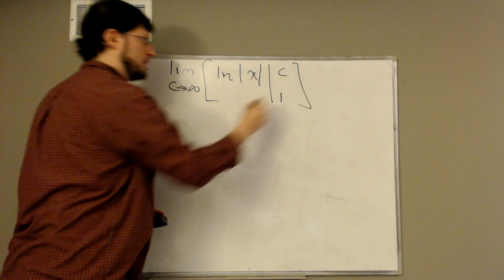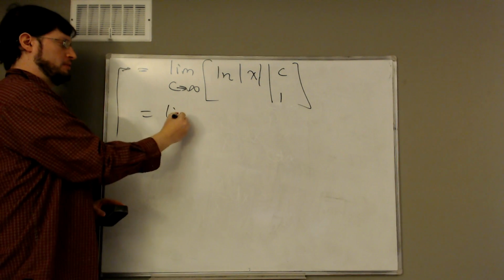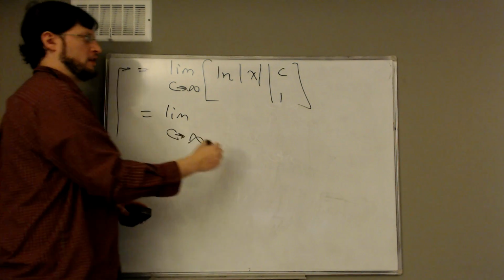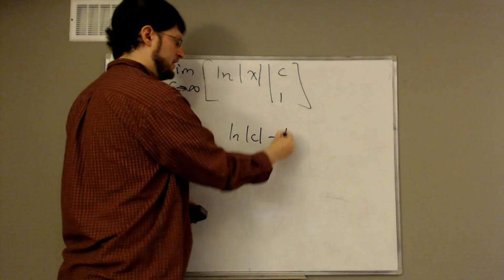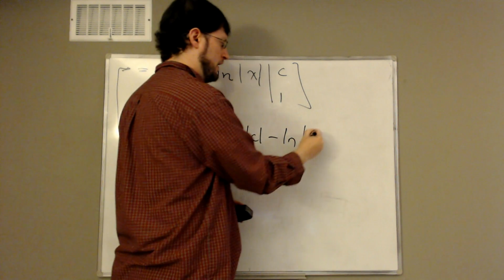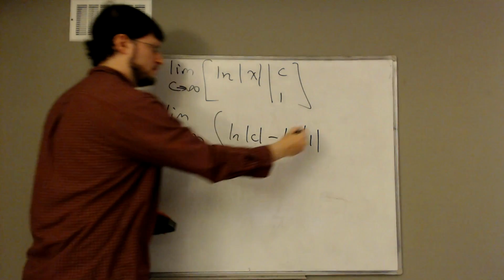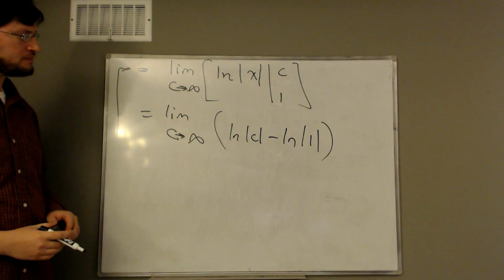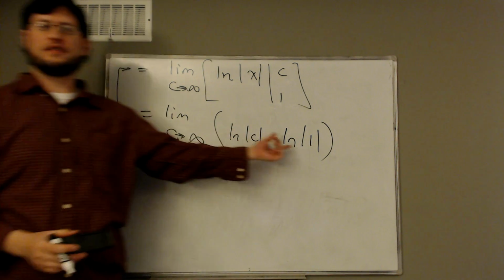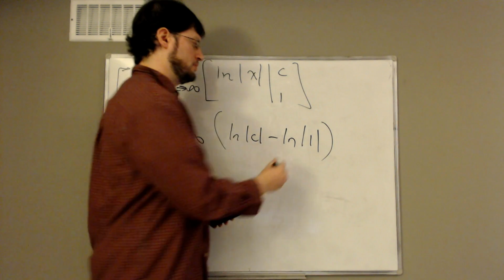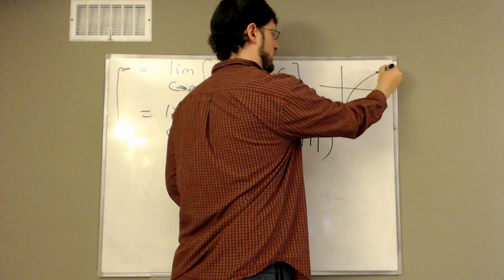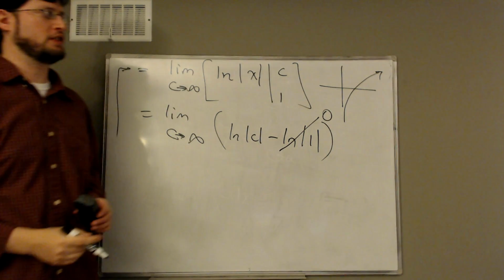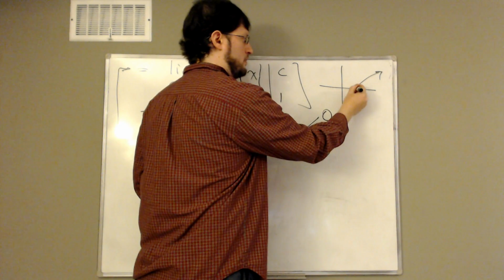Really, our limit comes at the very end. So this is a limit as c goes to infinity. If I plug in c, I get ln absolute value of c minus, plugging in 1, ln absolute value of 1. Now ln of 1 is 0. Let's remember what ln looks like. This is what natural log looks like. And ln of 1 is 0.